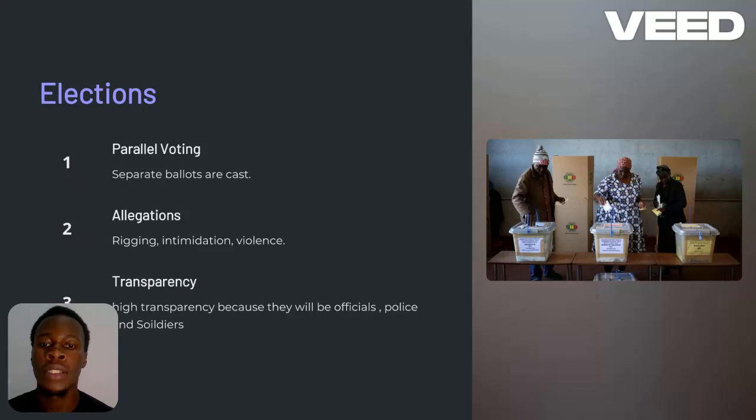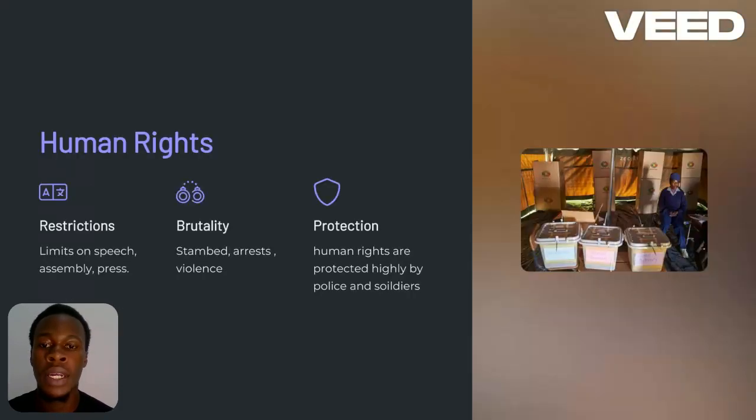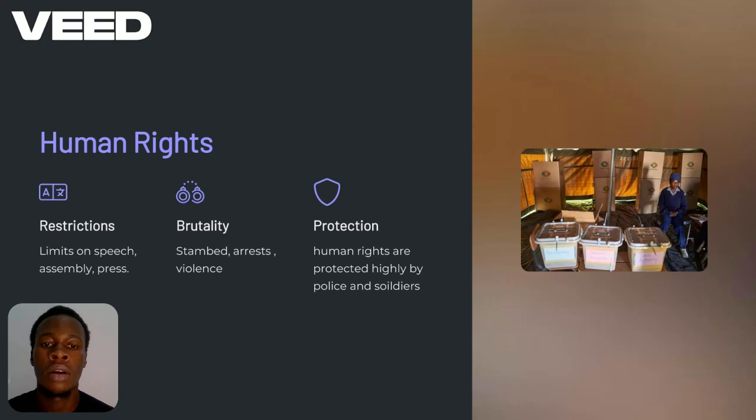Elections, parallel voting: separate ballots are cast. Allegations: rigging, intimidation, violence. Transparency: high transparency because there will be officials, police, and soldiers. Human rights restrictions: limits on speech, assembly, and press, brutality, stampede, arrest, and violence. Protection: human rights are protected highly by police and soldiers.